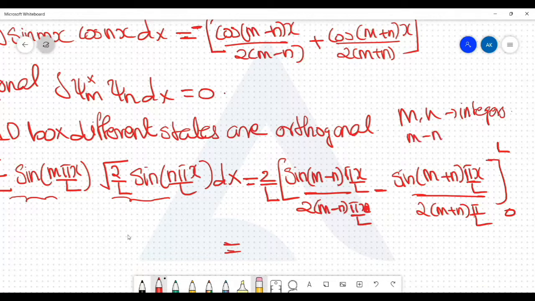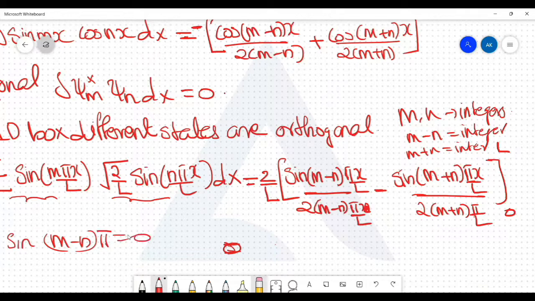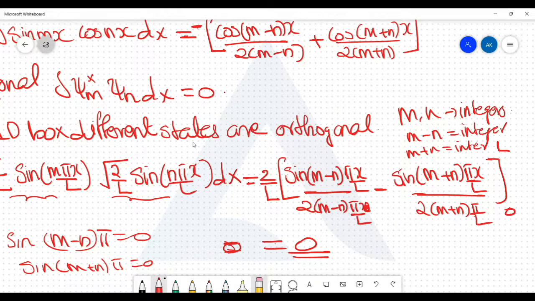Therefore, m minus n is an integer, and m plus n is also an integer. Therefore, sine (m minus n) pi will be 0, and sine (m plus n) pi will be 0, because they are integers. Also, if you put the lower limit 0, sine 0 is 0. That means you get 0. What does it mean? The different states are orthogonal in the 1D box. Their dot product will be 0.